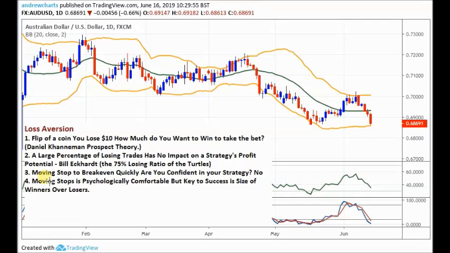Also, point number 3, you've got to keep this in mind. If you're moving a stop to break even quickly, are you confident in your strategy? No, probably not. Because if you're just moving your stop to break even, you're obviously not that confident of the trade continuing.